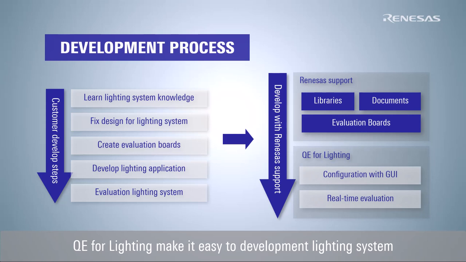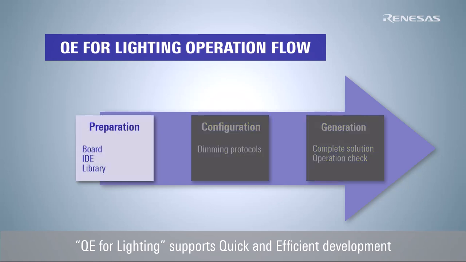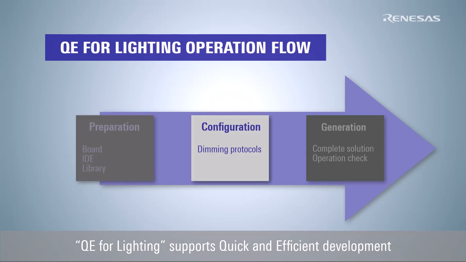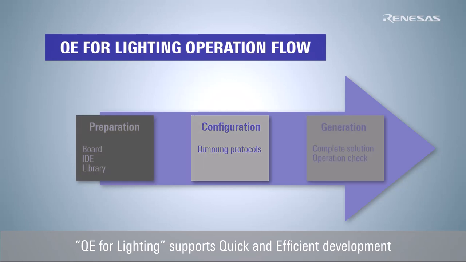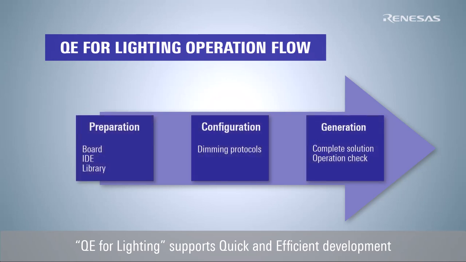The QE for lighting provided by Renesas is an assistant tool for configuring and evaluating the smart lighting system. Using the QE for lighting tool, you can expedite the development of the lighting system in 3 steps. Prepare a project with an evaluation board and development environment. Configure it according to the guide, and generate the program for the entire solution. It provides a professional and efficient platform for developing the smart lighting system and significantly shortens the development period.